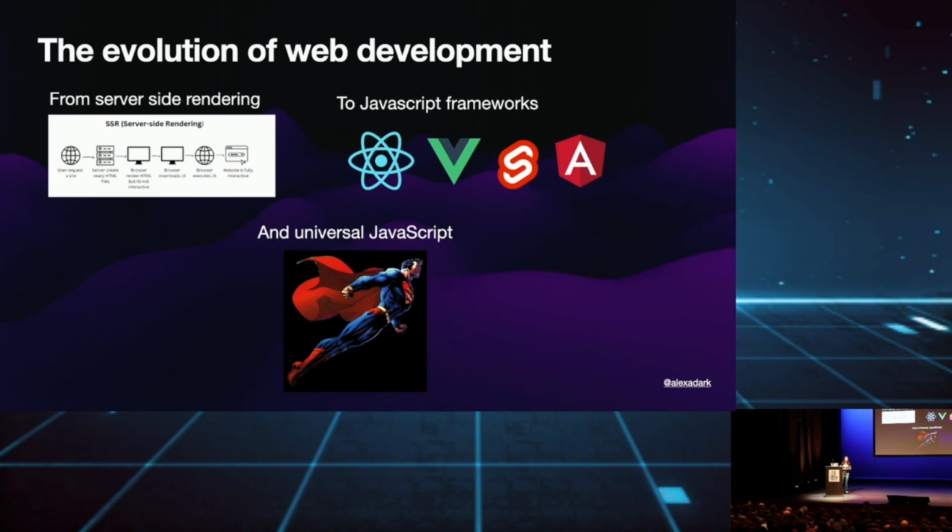But then, like a plot twist in a movie, JavaScript frameworks like React, Svelte, Angular, Vue, and meta frameworks like Next, Nuxt, Gatsby, and more came into the scene. And with them, the concept of universal JavaScript was born. This is like the superhero version of JavaScript. It can run on the server and on the browser.